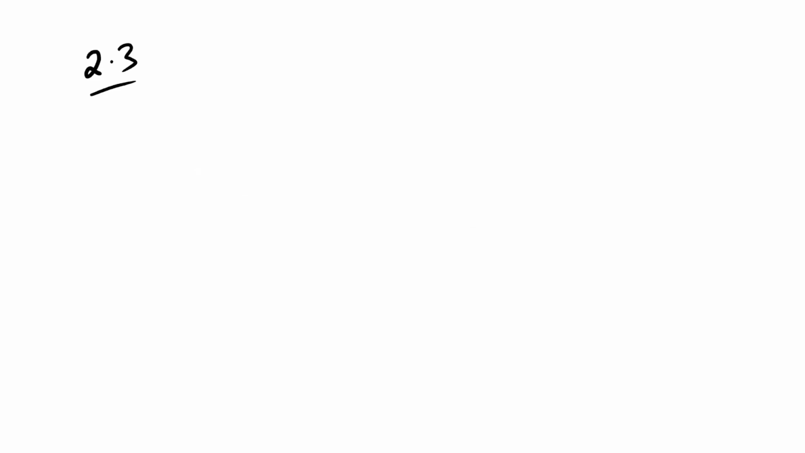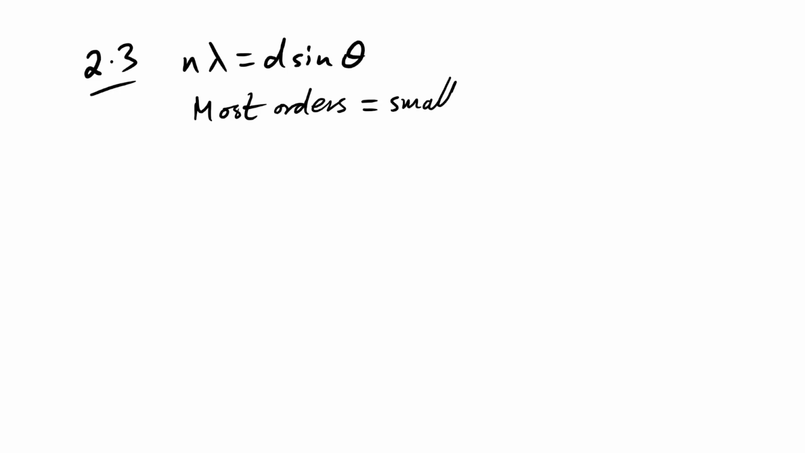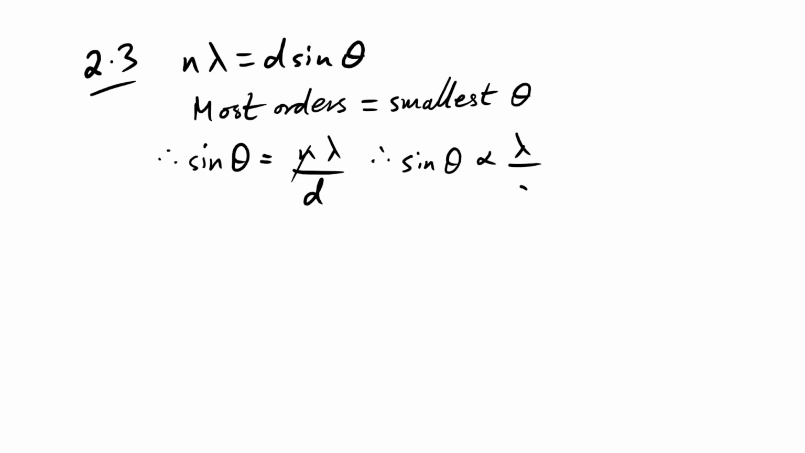2.3, we have the slit spacing for different generations of discs. Deduce the combination of disc and laser pointer that will produce the greatest number of interference maxima. So our equation is n lambda equals d sine theta. If we want the most orders, we want the smallest angle for each one. So sine theta is equal to n lambda over d. We're not concerned with n because we're talking about any order, so sine theta is proportional to lambda over d.